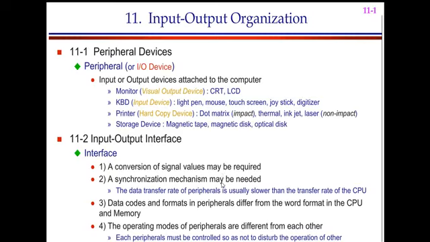Whenever you use input devices like a mouse or keyboard, the mouse gives signals in one way, the keyboard gives signals in a different way, and the printer understands signals in a different way. Each has its own way of giving signals. So a conversion of one way of signal to another is required, and that can be done by using an input output interface.